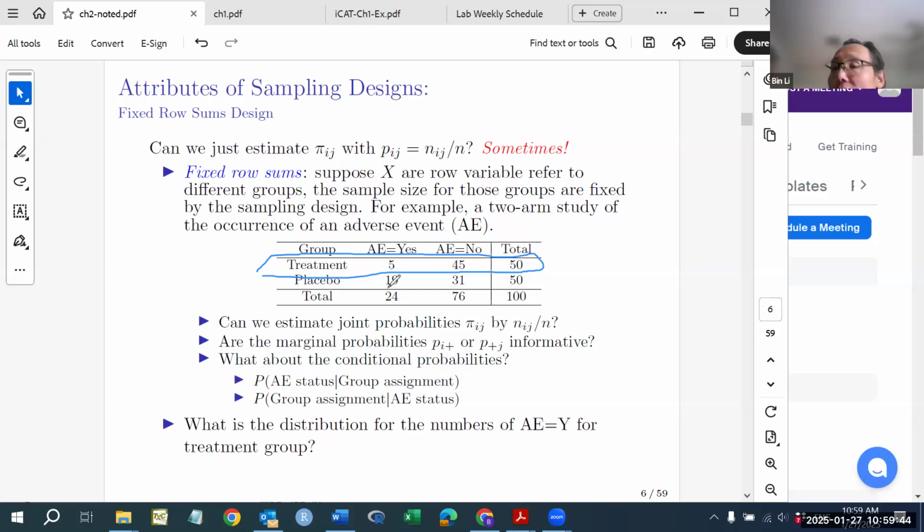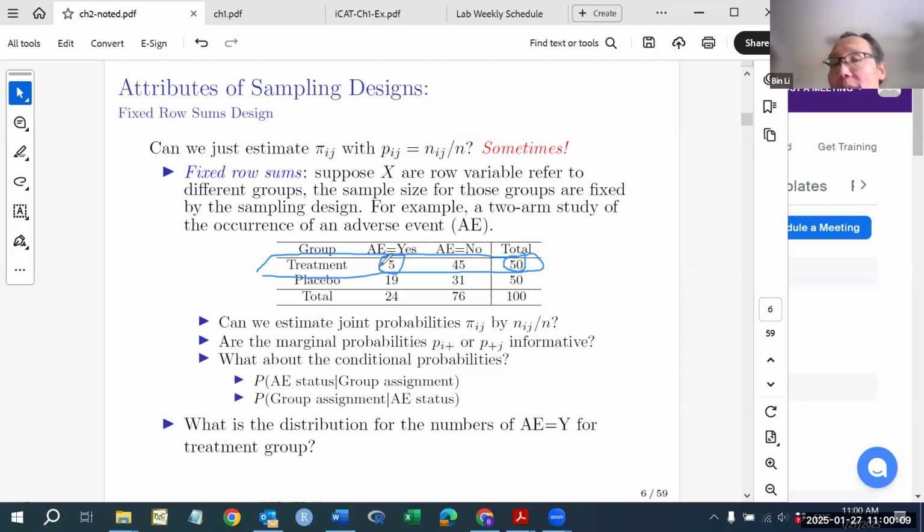This should be what? Should be binomial, is that right? What is the number of trials? We have 50 trials. What is the number of successes? Let's define the success as having the adverse event. Okay, so then we have 5. So you see, that's the binomial.